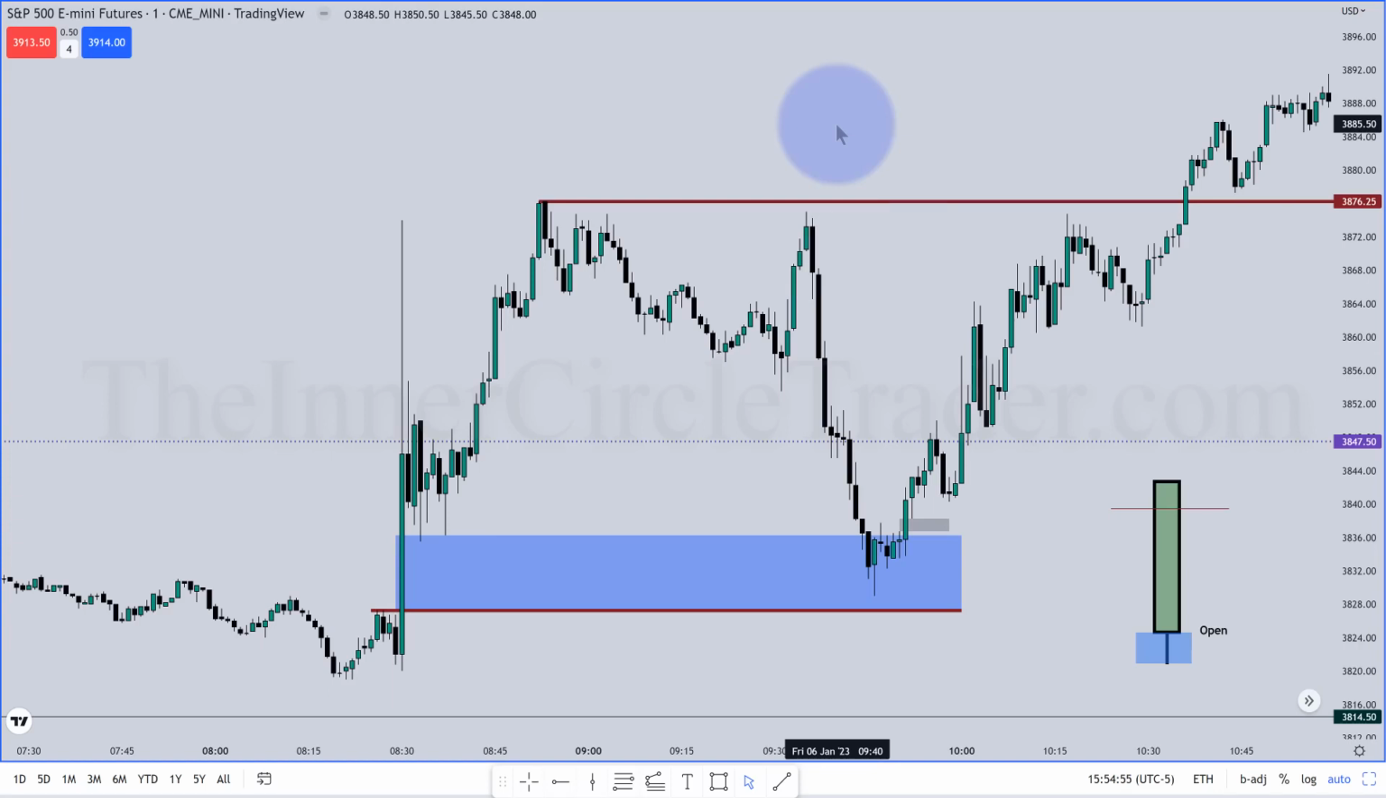It doesn't like to have smooth highs and smooth lows. It will always find a way to go back into those levels. It may not happen right away, may not happen the same trading day, but it will always look to go into those levels again. That's what the algorithm does.